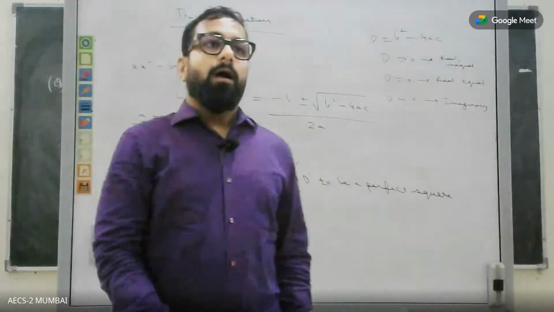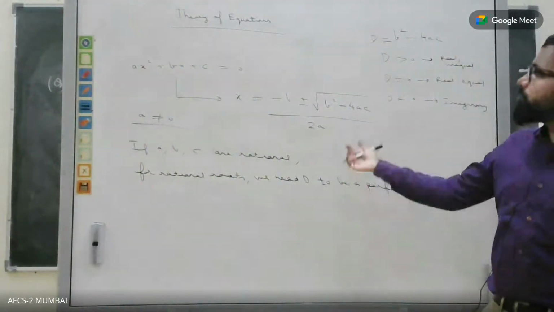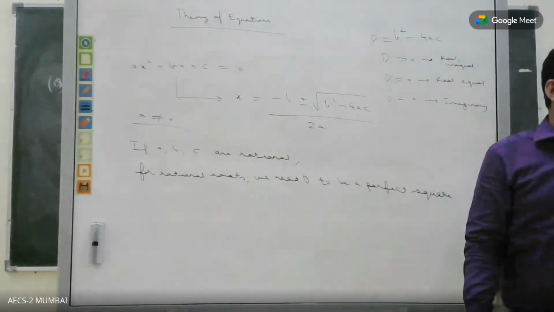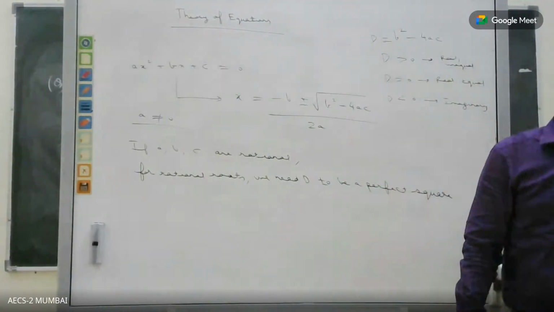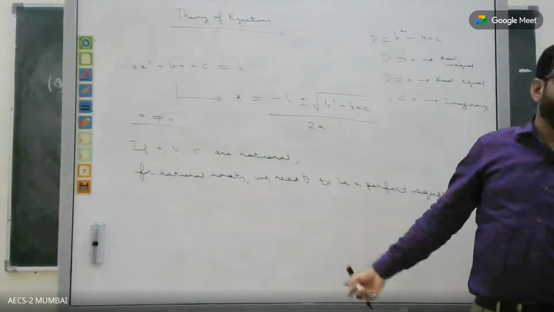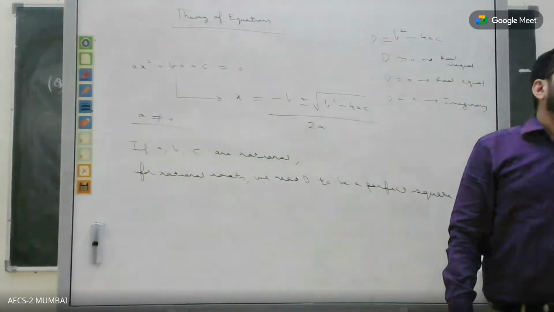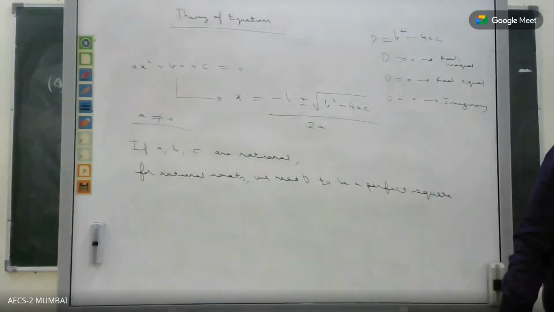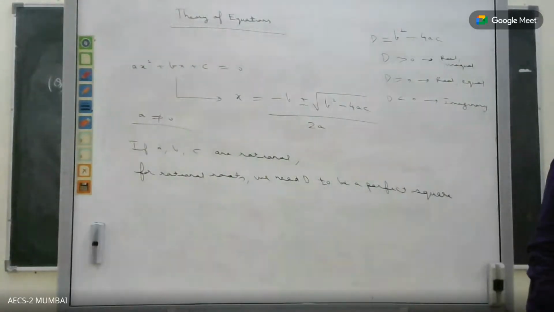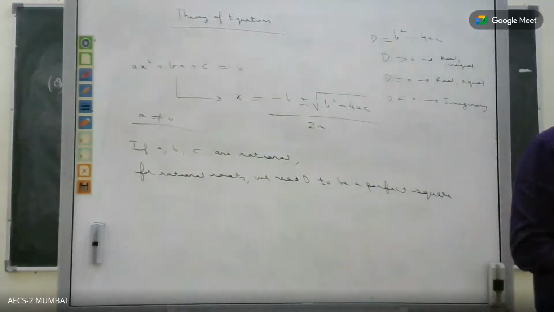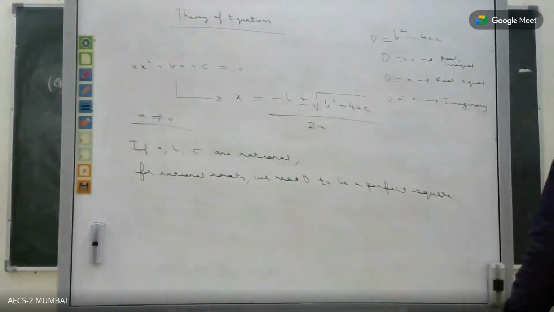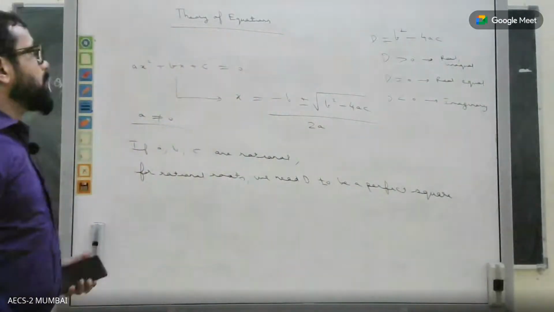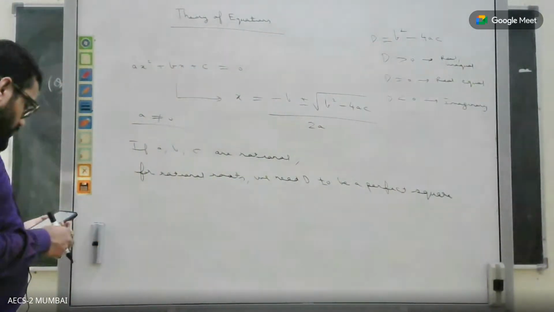Why? If D is not a perfect square, the root will be irrational. For example, if you have 13 inside, root 13 cannot be rational, right? However, if you have root 25, root 16, root 49, even root 49 by 4, you will get a rational number, and you will get rational roots. So for rational roots, given that a, b, c, the coefficients, are rational, we need D to be a perfect square, correct?